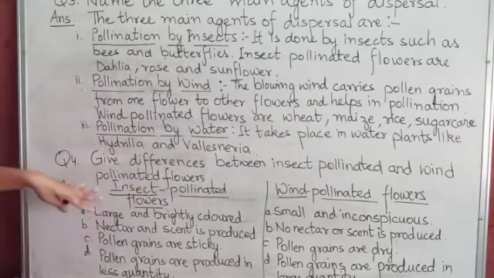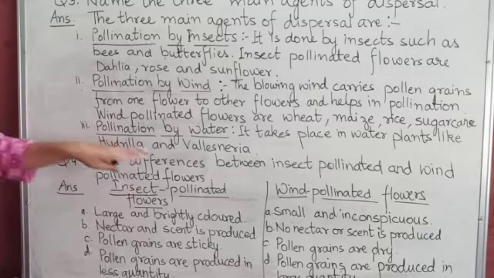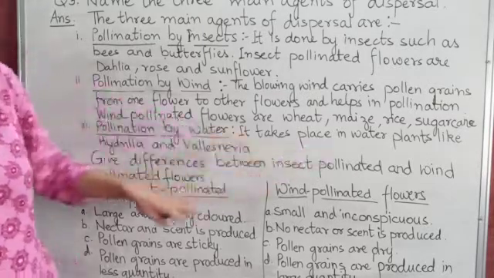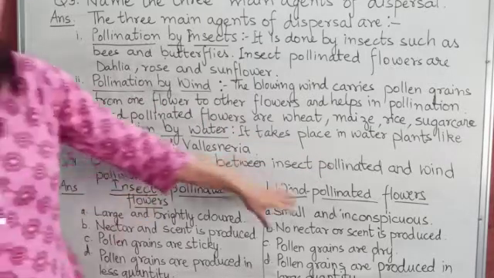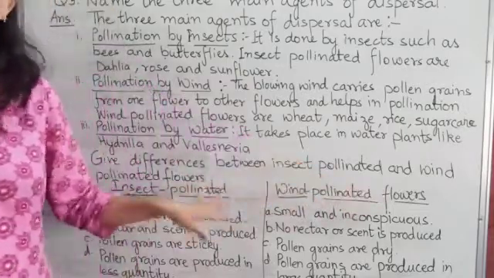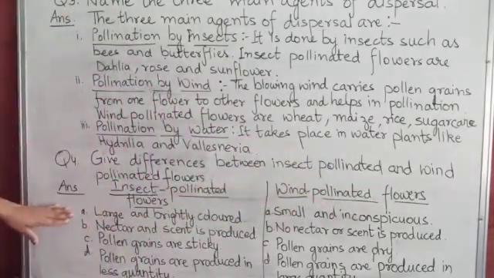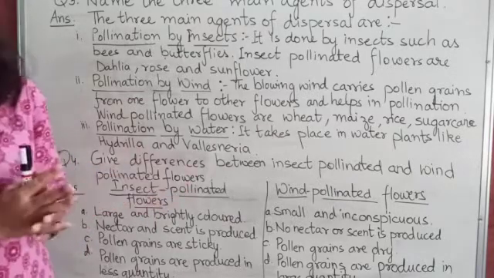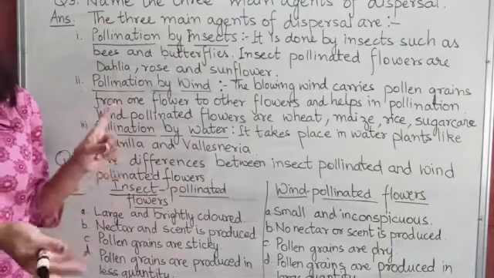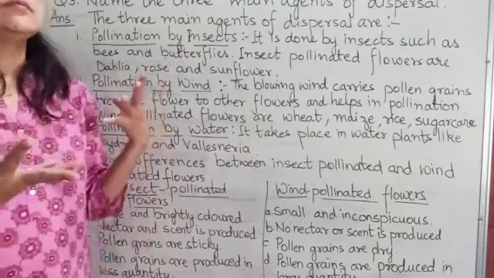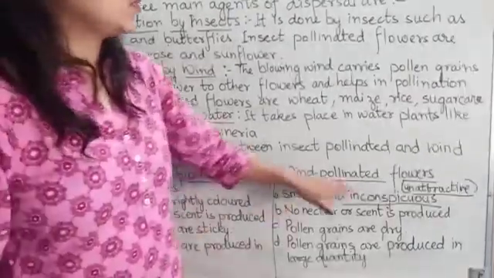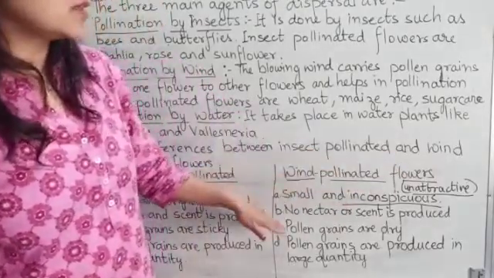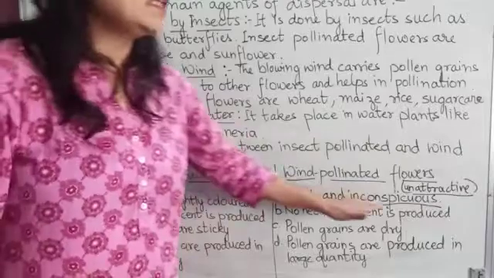Then comes question number 4. Give differences between insect pollinated and wind pollinated flowers. Now insect pollinated flowers and wind pollinated flowers have some differences. What are they? Number 1, insect pollinated flowers are large and bright colored, like sunflower, rose, and hibiscus. Wind pollinated flowers are small and inconspicuous.